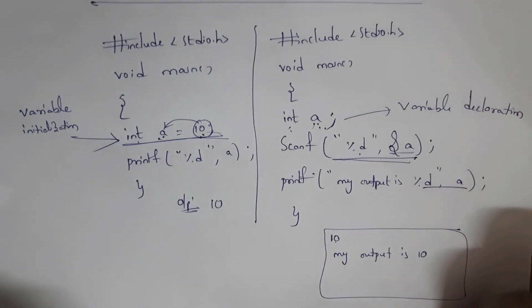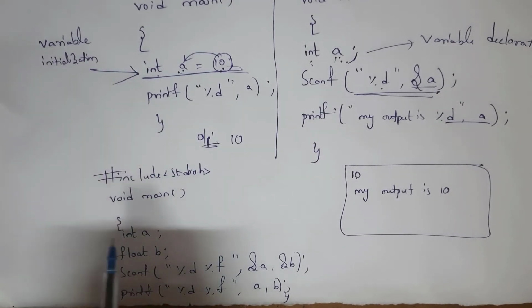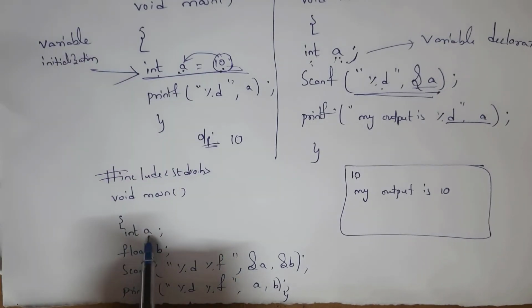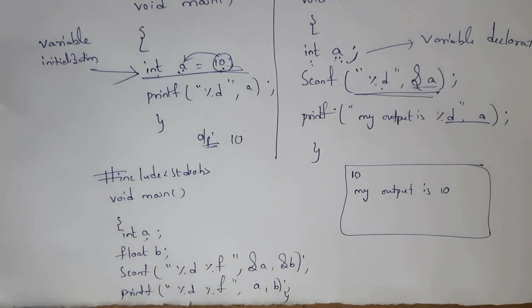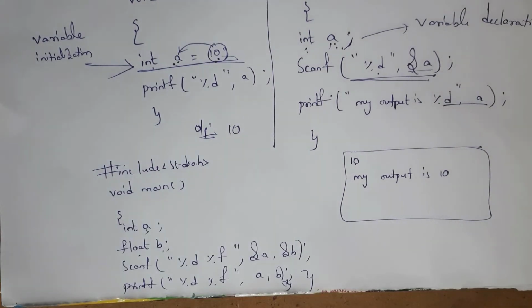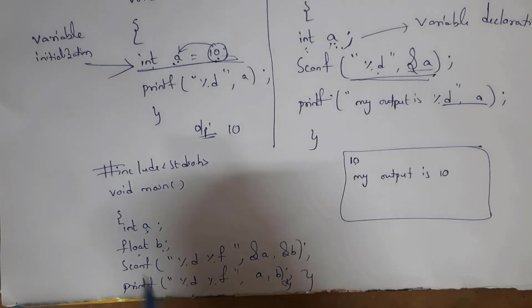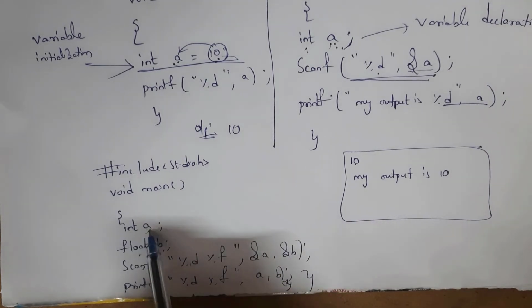I will give another example. Guys, this is another program. Here I took int a because I want to store one integer value. And similarly, I want to store one float value, so I took float b. I want to assign values to variable a and variable b after executing the program. I can do this by using scanf. So I wrote scanf %d because this a is integer type.